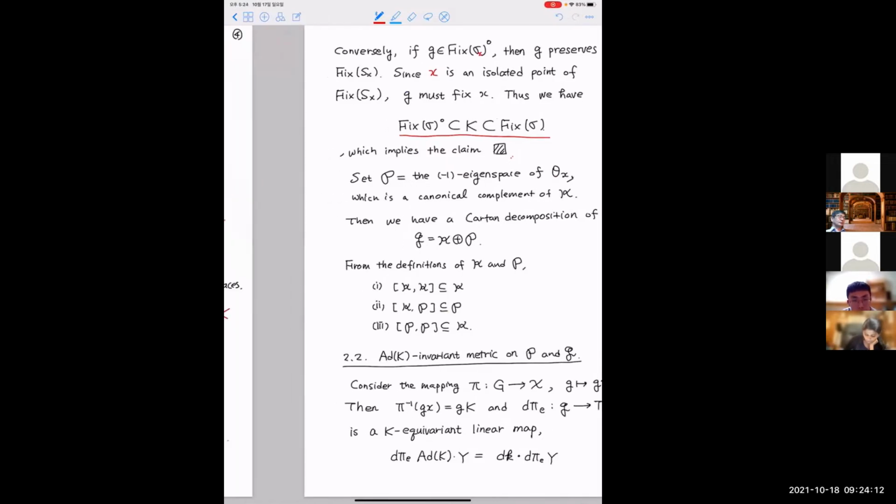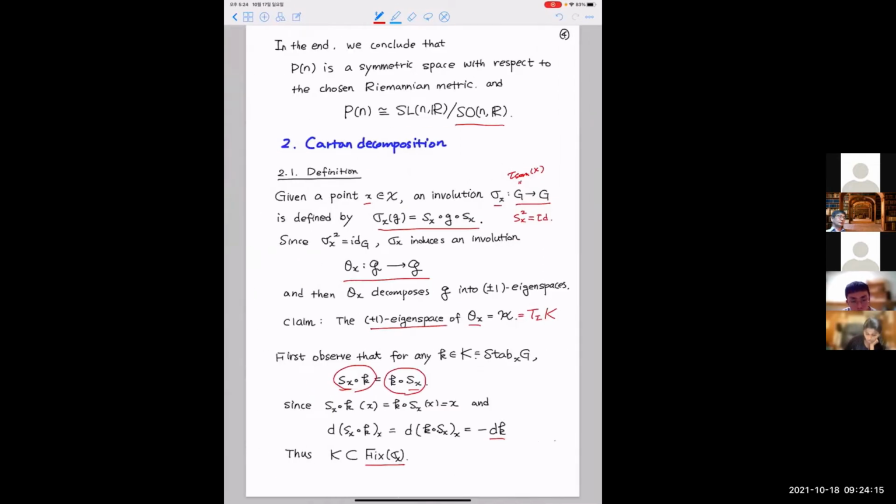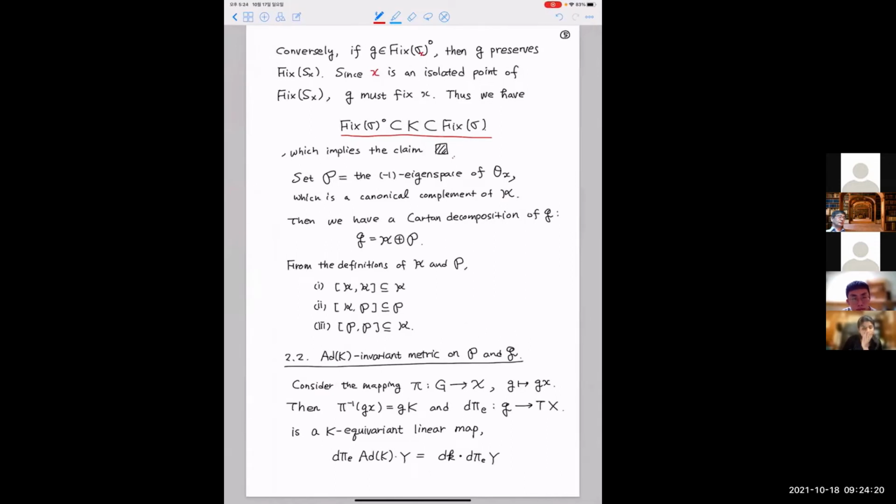Because we know that the +1 eigenspace is the real algebra of the isotropy group. Actually, we denote by P the -1 eigenspace of the involution zeta x. So this is a very canonical complement of K, the +1 eigenspace. So then we have a decomposition of the real algebra of G: K direct sum P, the +1 eigenspace direct sum the -1 eigenspace.